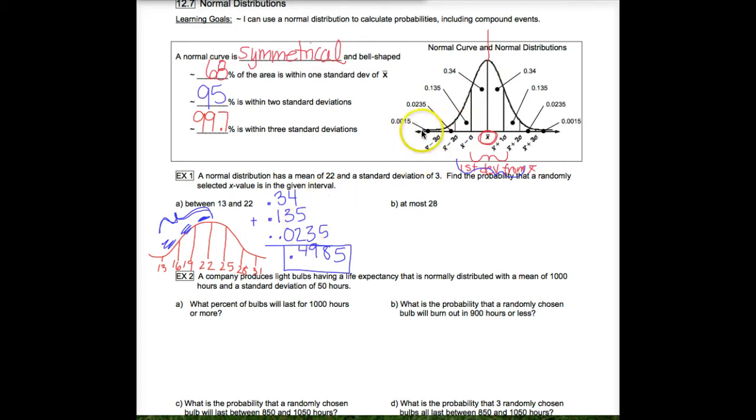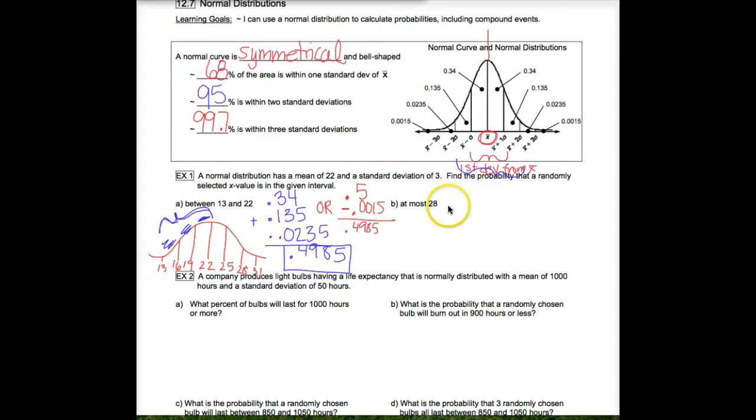So what you could do is you could also take the 0.5, which is the whole left side, and subtract the little tiny area that we're not talking about, 0.0015. So that would be another way to come up with the exact same answer. All right, let's look at another one.